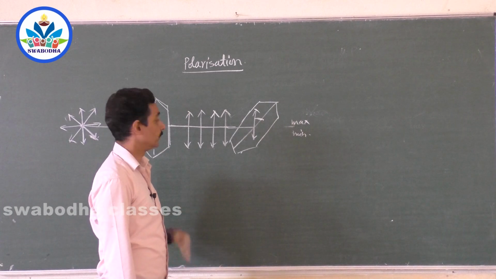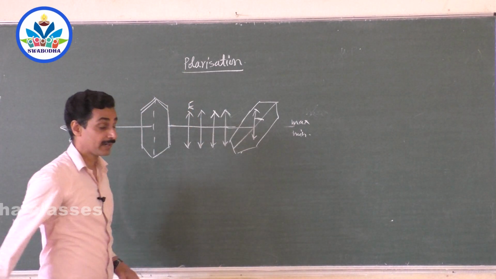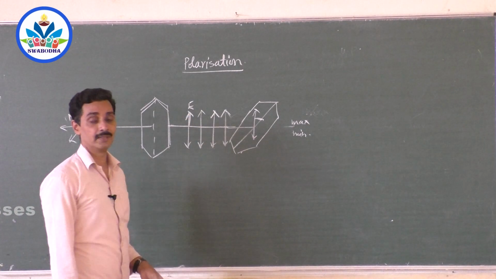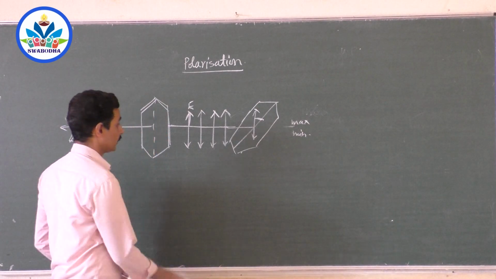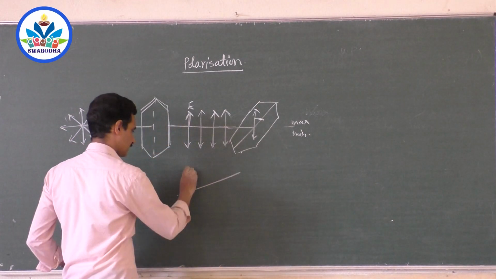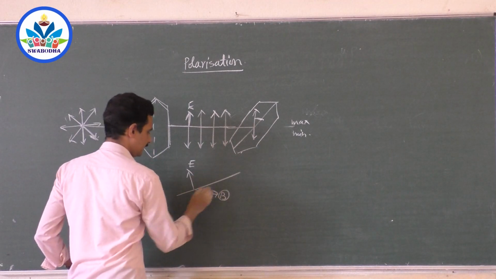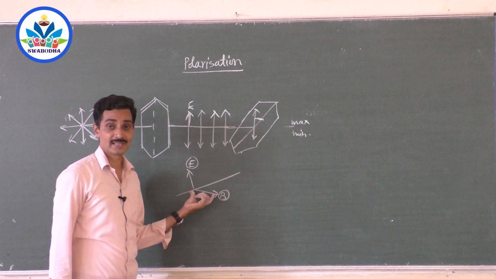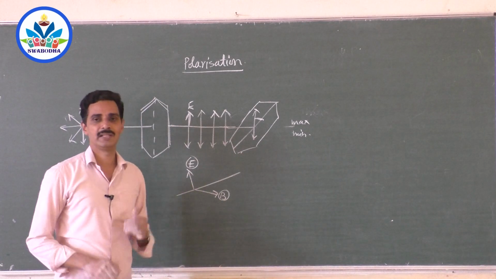Why is it so? Because this electric field, whatever I have shown, is not a single electric field. It is the resultant of many electric fields. Whenever you show light as a combination of electric and magnetic fields like this, what is this B and what is this E? That direction arrow mark is shown as the resultant of many magnetic fields. This is the resultant of many electric fields.